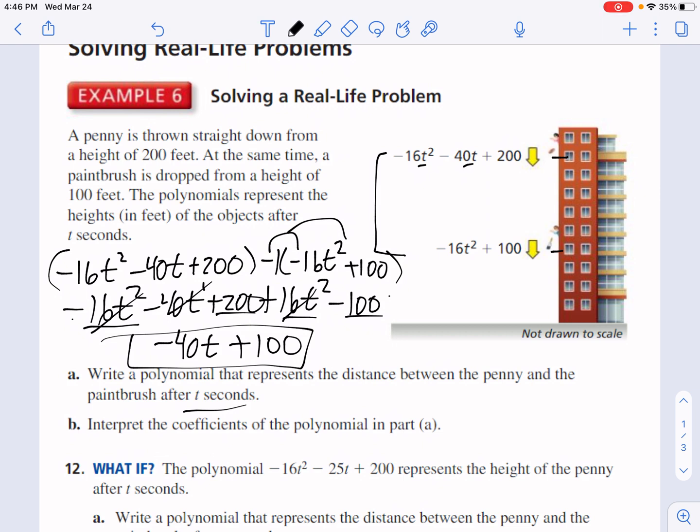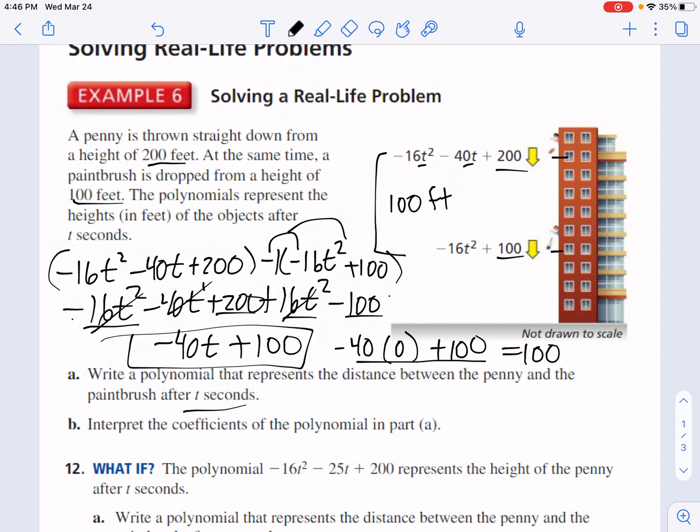So if I plugged in 0 seconds for t, negative 40 times 0 is 0, and 0 plus 100 would be 100. The initial distance between the two is 100 feet, which makes sense because we said the penny started at 200, and then the paintbrush started at 100. Well, 200 minus 100 would say that the distance between them is 100 feet, okay? And we're just showing that again with plugging in 0 for our time in seconds. So the initial distance here is 100 feet.